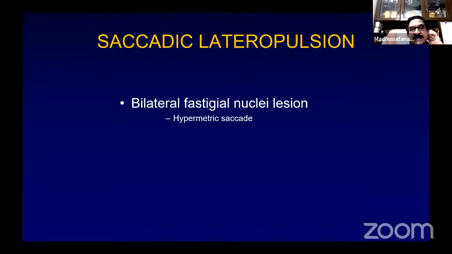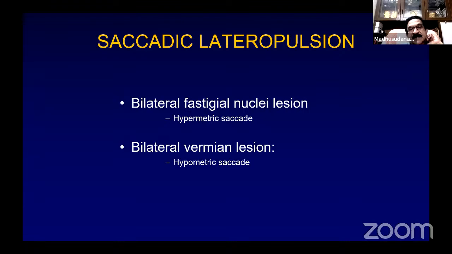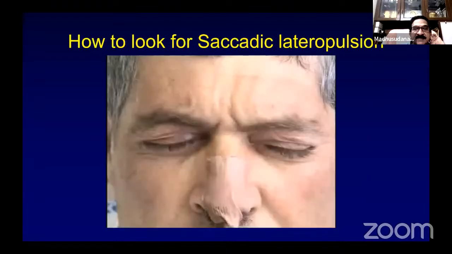So a bilateral vermis lesion produces hypermetric saccades. Why hypermetric? Because the main function is the braking system, the braking function. If the braking function is defective, you get an overshoot. So you get hypermetric saccades in bilateral vestibular nucleus lesions.